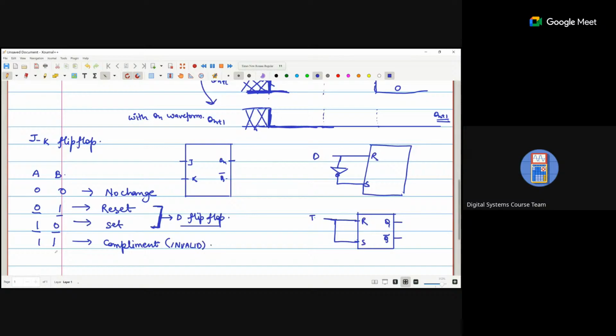Why invalid? Because Qn plus 1 and Qn plus 1 bar will both be 1, 1. That is not possible because they should be the complement of each other, but here both are 1, 1. Both are the same, so it is not a valid condition. To avoid this condition, we go with the JK flip flop.